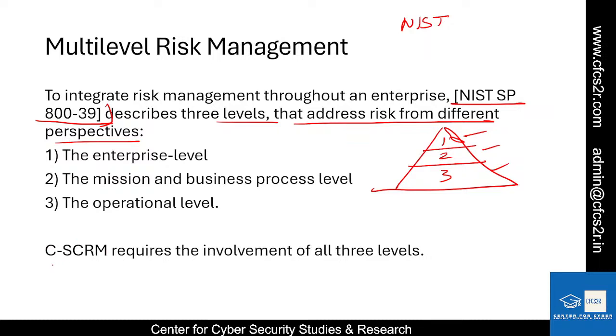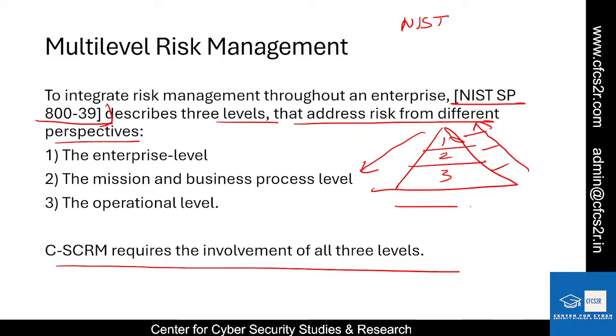Cybersecurity supply chain risk management requires the involvement of all these three levels, because if you want inter-level or intra-level communication, you need a proper strategy. As we have already discussed, there is a feedback loop for continuous improvement. This is the usual flow of data, creating a loop so that continuous improvement can be ensured. Also, traceability and transparency of risk-based decisions is an important part, and organization-wide risk awareness is also an important part. We will see all these things one by one.